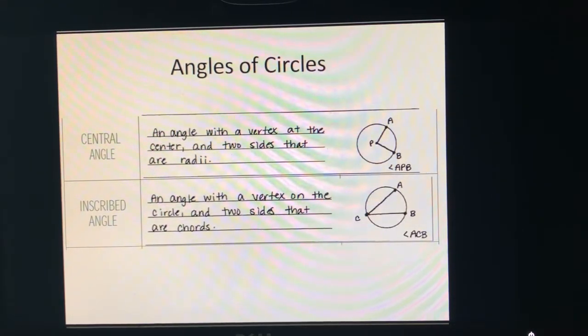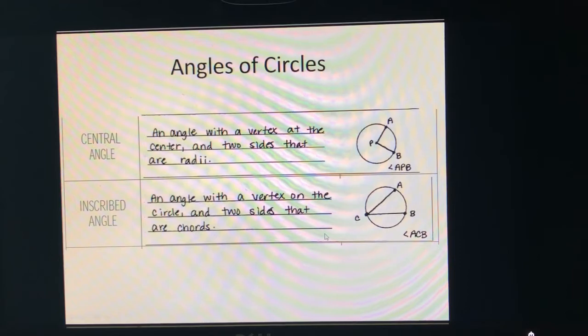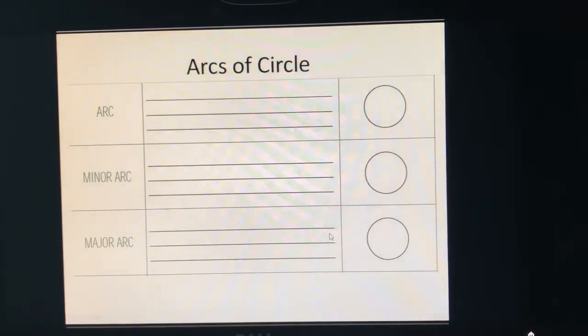All right, inscribed angle is going to be a bit different. In this case, the angle goes all the way across the circle. So we have chord AC and we have chord BC, and those 2 chords intersect at the same point. So it's an angle with the vertex on the circle and two sides that are chords. So the differences between the two is something to pay attention to by definition. Visually, you can tell they're different, and including the degree angles as well, which we're going to study quite a bit.